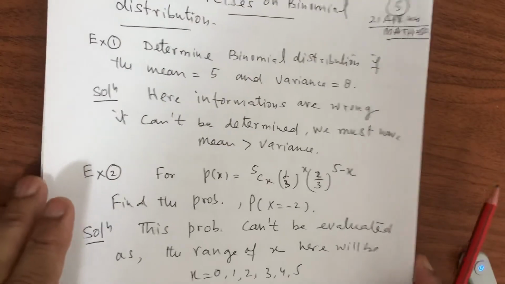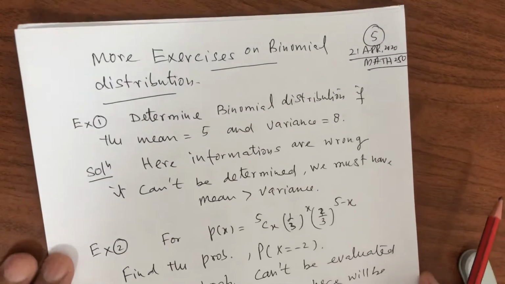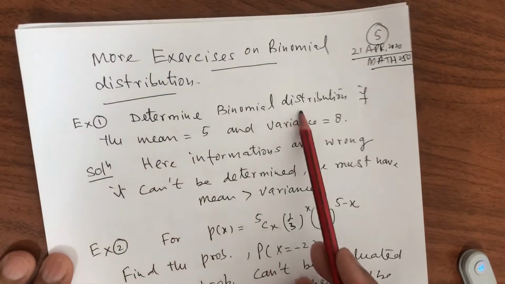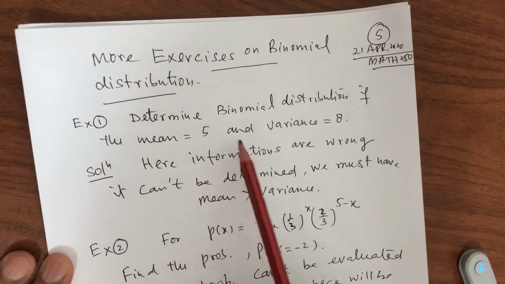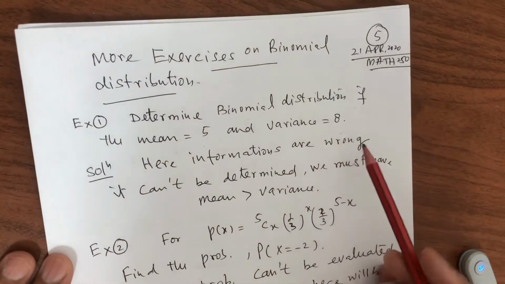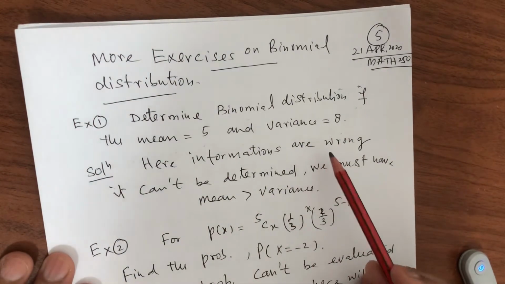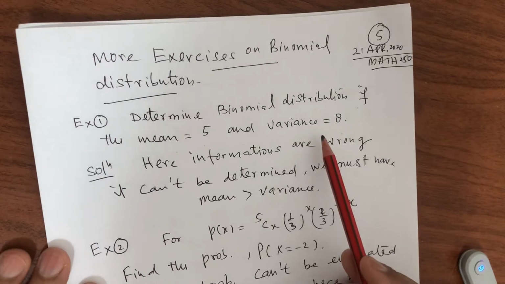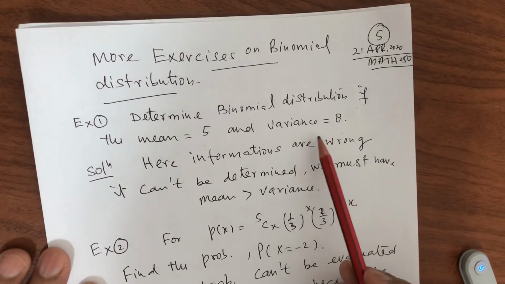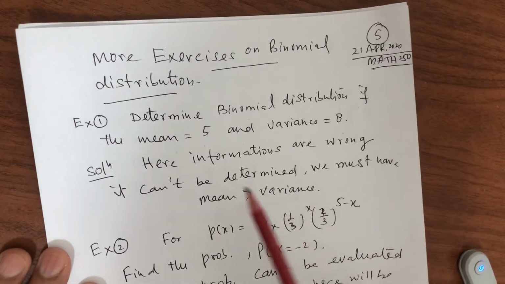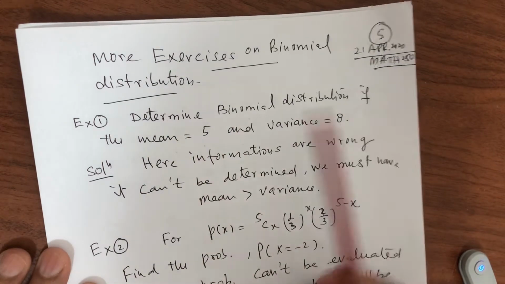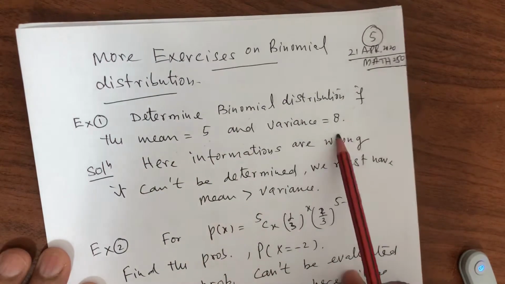More exercises on binomial distribution. Determine the binomial distribution if the mean is 5 and variance equals 8. These types of problems are more attractive for a quiz. Determine the binomial distribution if the mean equals 5 and variance equals 8.